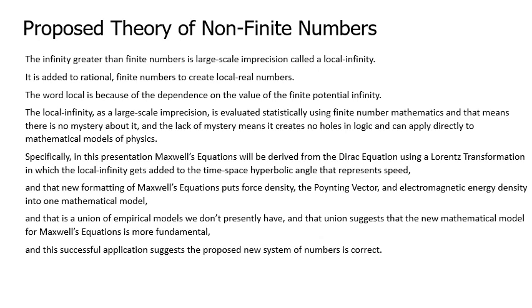Specifically, in this presentation, Maxwell's equations will be derived from the Dirac equation using a Lorentz transformation in which the local infinity gets added to the time-space hyperbolic angle that represents speed. And that new formatting of Maxwell's equations puts force density, the Poynting vector, and electromagnetic energy density into one mathematical model. And that is a union of empirical models we don't presently have. And that union suggests that the new mathematical model for Maxwell's equations is more fundamental. And this successful application suggests the proposed new system of numbers is correct.